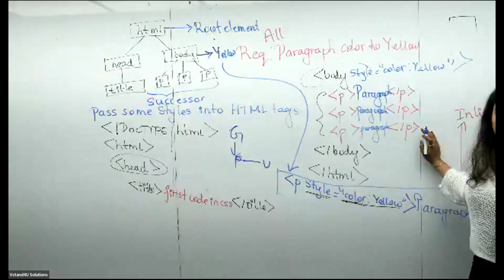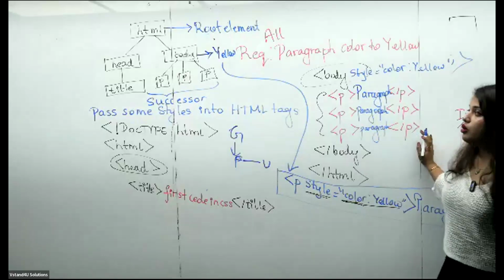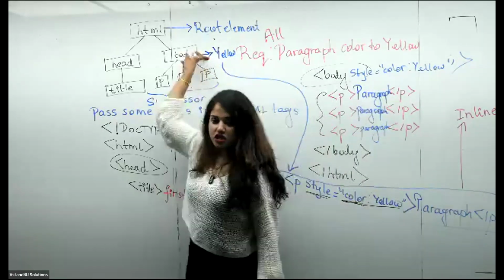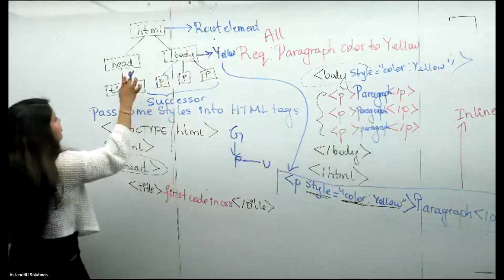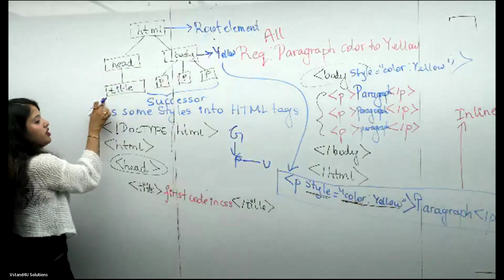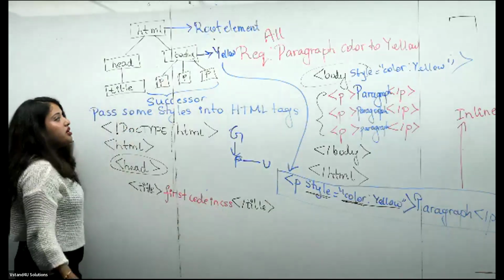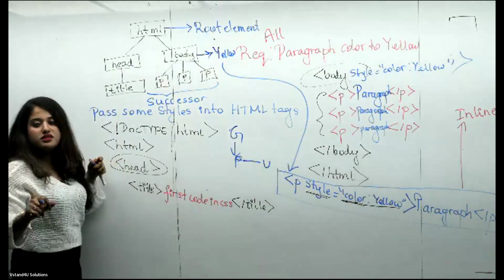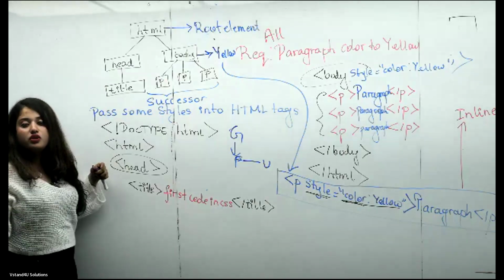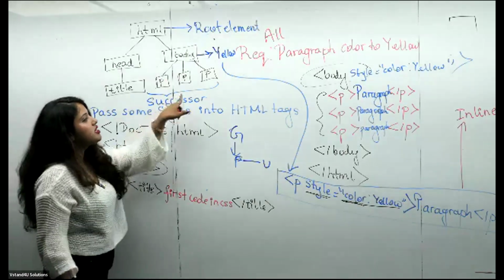Suchet, understanding? Yes. So now, don't you think, according to the tree structure, if I give it for the head tag, for the title tag, what would be the title? It's nothing but first code in CSS. But now, according to my definition, I am saying that I have to pour something into the successor. So, which is my successor here?